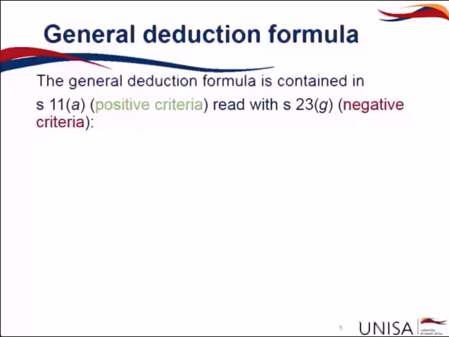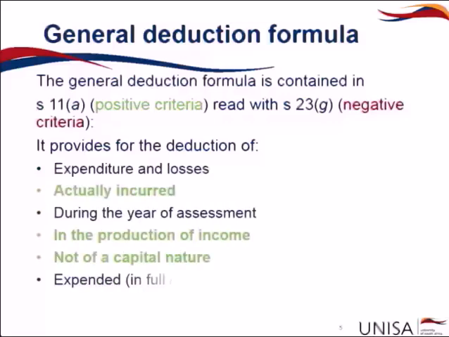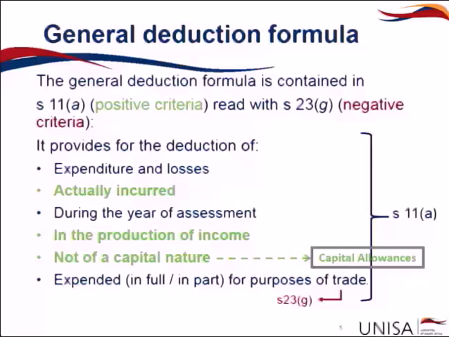The general deduction formula provides for the deduction of expenditures and losses actually incurred during the year of assessment in the production of income that are not of a capital nature and that have been expended in full or in part for purposes of a trade. Remember, section 23G prohibits the deduction of any expenditure that is not for trade purposes. The amounts that relate to capital nature would be dealt with under capital allowances.